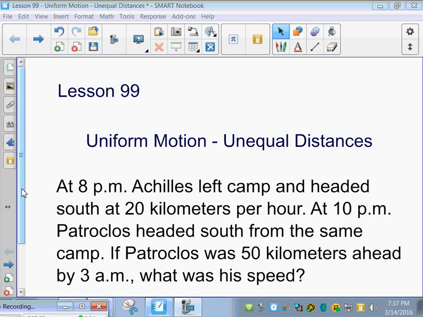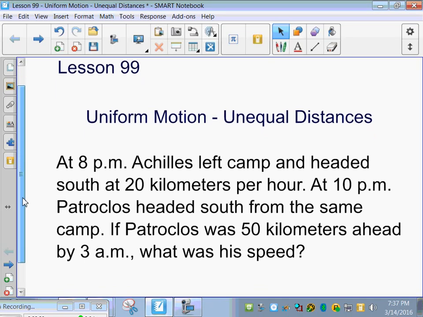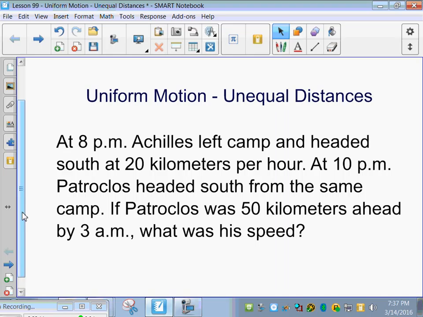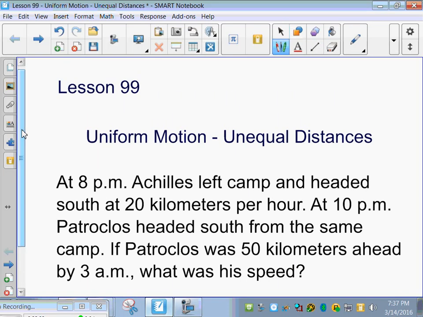Alright, you guys, we've got more uniform motion problems. So, uniform motion, unequal distances. We've done equal distances and we've done when two people go a total distance and you get a sum of that. So some of our pictures look like this, where we have equal distances, and some of them have looked like this, where we're adding two distances together.